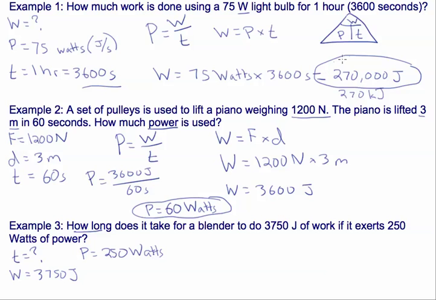So if we look at time, if we want to solve for time, we have work divided by power. So we plug in the 3,750 joules divided by 250 watts, which is a joule per second. So we get that it takes 15 seconds.